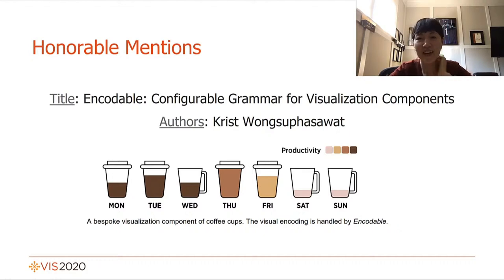Wansofasowat. And the Best Paper Committee commented that this paper presented a very elegant and useful approach to programming for visualization. And this paper can also have a strong impact. The approach is neat. The library has been released as open source. The examples, one of them is shown in the slide, are very compelling. So please join me to congratulate the author for winning the Best Honorable Mention Award.